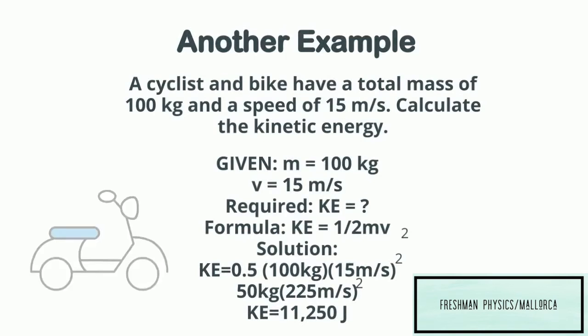Another example. A cyclist and a bike have a total mass of 100 kg and a speed of 15 meters per second. Calculate the kinetic energy. The process is shown there using the formula KE equals 1/2 mv squared.